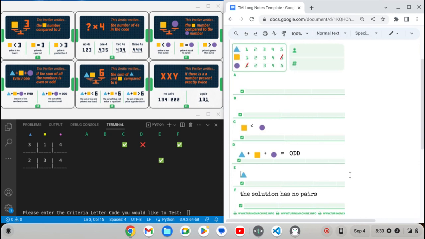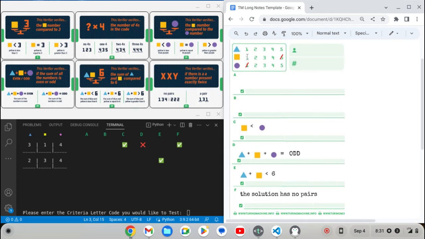So that is that triangle plus square should be less than 6. Okay, so let's see. Can we cross out anything?